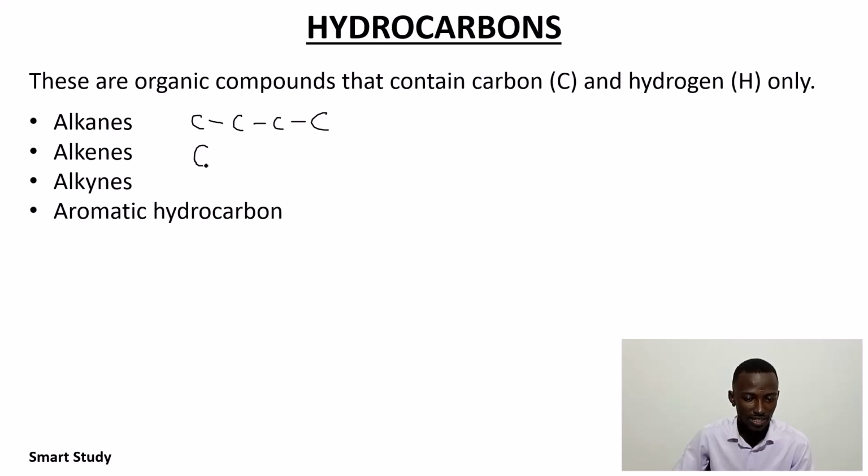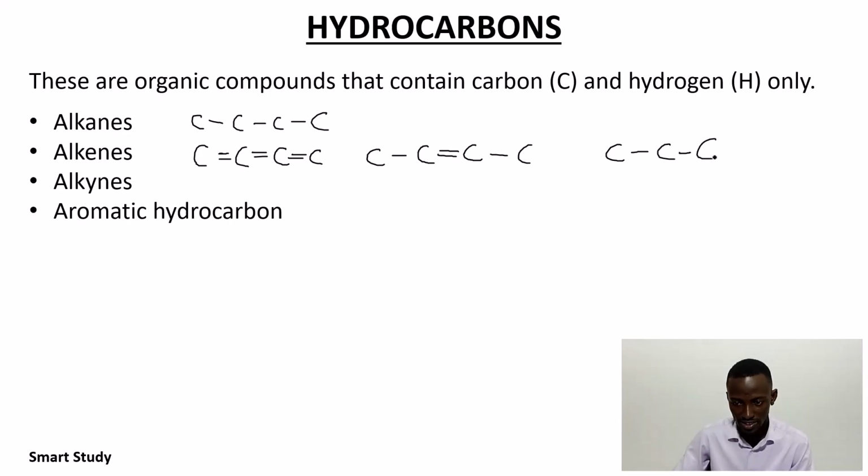For alkenes, the bond between the carbon atoms should be double, at least. It doesn't mean all the bonds should be double like this. No, that is not what it necessarily means. At least you should have one double bond between the carbon atoms. We can have this, it's an alkene. We can also have this. We can have maybe two double bonds at different places in the alkene. Something like this is also an alkene.